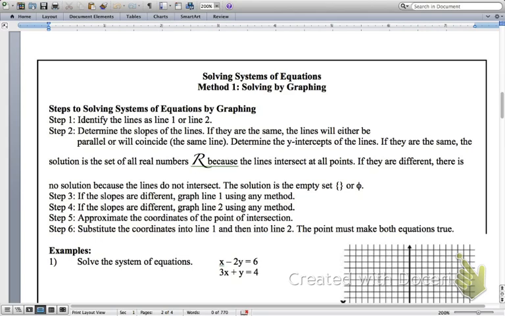If the slopes are different, graph line 1 using any method. Then graph line 2 on the same coordinate plane. Approximate the coordinates of the point of intersection, and then check yourself by substituting those coordinates back into both lines to make the equation true.